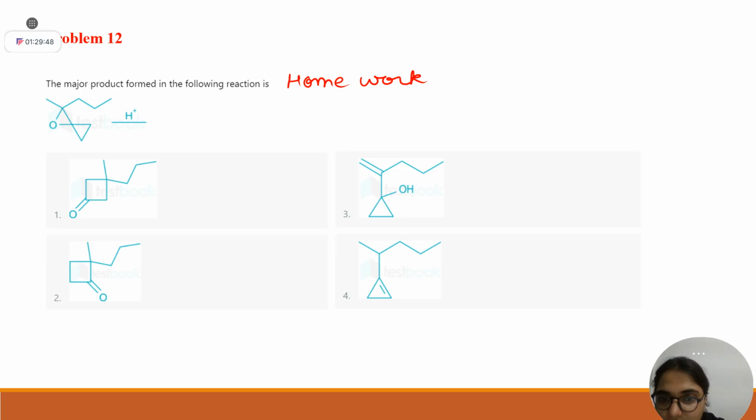The answer is also there in this slide, but I request you to first solve it by yourself and then see the answer, okay? I will not solve this problem, but just tell me what would be your first step. Proton abstraction. The oxygen lone pair of the epoxide will abstract a proton. The next step is the protonated epoxide. Then there will be cleavage of the bond.